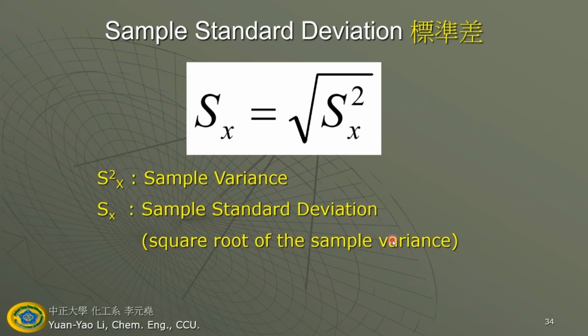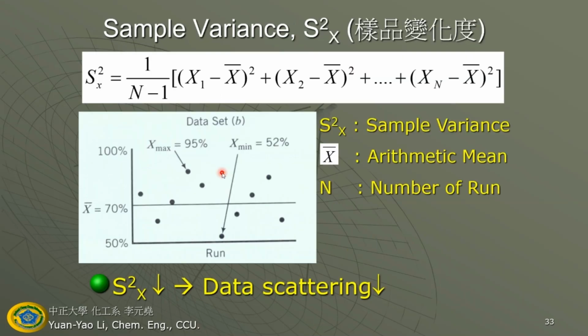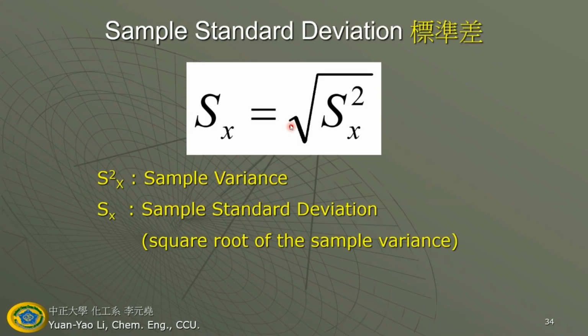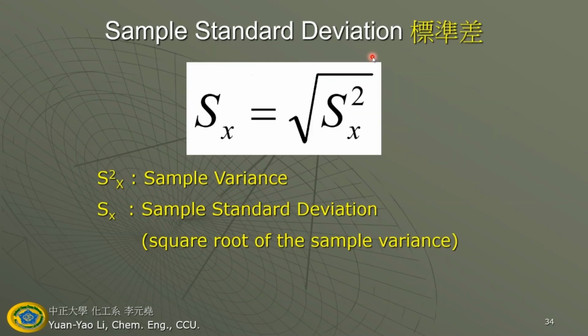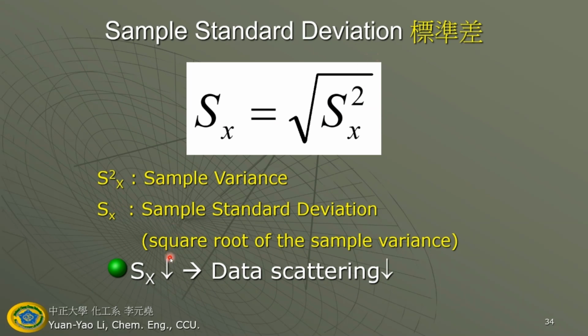Okay. Next term is sample standard deviation. Compared to the previous one, the sample variance, you just take the square root. That's it. You do the square root of the sample variance equation. Again, if the standard deviation decreases, the data scattering decreases.